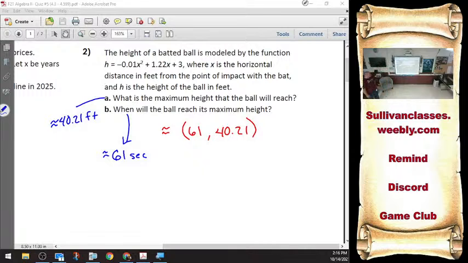Pay attention to the wording of the problem. It says, oh wait. Oh, that's what happens when someone makes their own problems because there's not enough for the review. Okay. When will the ball reach its maximum height? That's not 61 seconds. That's after 61 feet. So you crack the ball, and after it's traveled 61 feet this way, it will reach its maximum height.